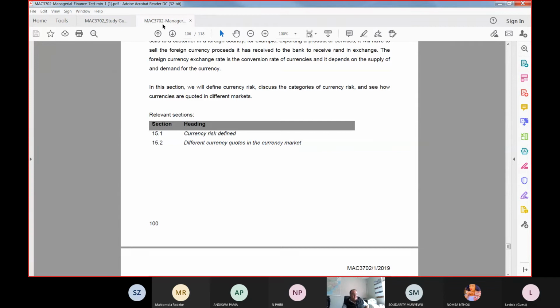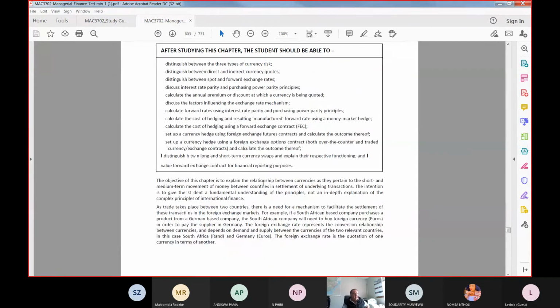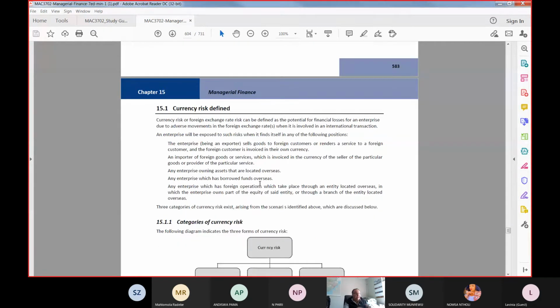Currency risk is defined, you can read about it. The risk of the foreign rate can be defined as a potential financial loss of an enterprise due to adverse movement of foreign exchange rate when involved in an international transaction. This is the risk that we are putting money into a foreign item that it might not be profitable.